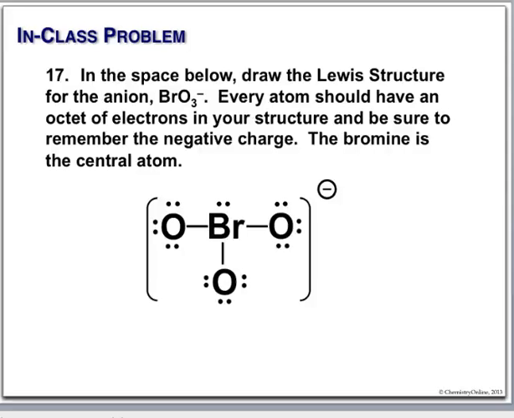Any questions on that? You can also use the set of rules that are in the tutorial. Add up the total number of electrons. Here we'll have 8 times 3 is 24, but we have 26. We would put our 3 oxygens attached, each with an octet. And then we would simply take our last 2 electrons, put them on the bromine.